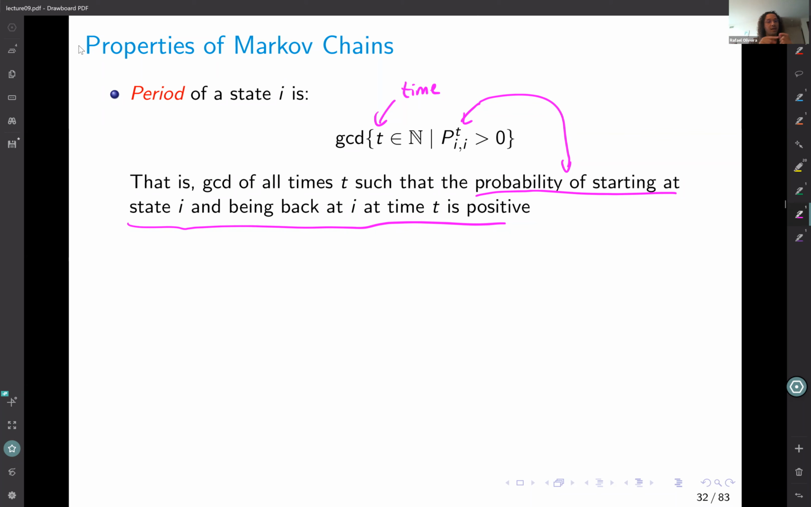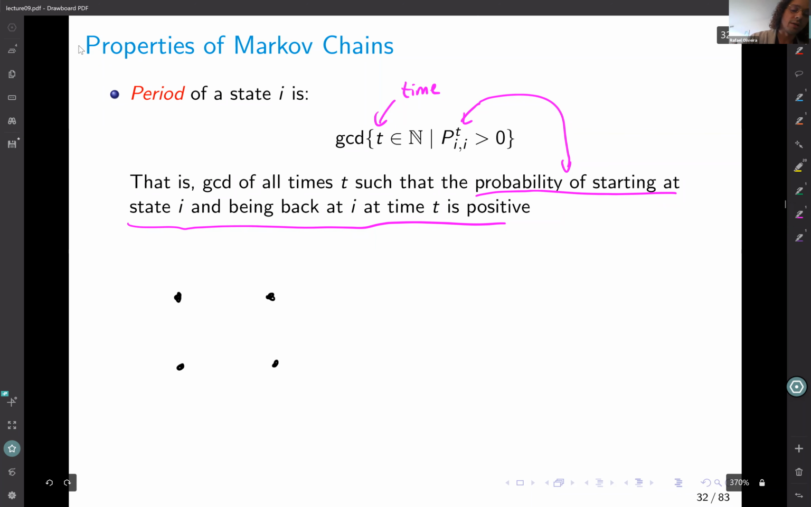So there's a cycle of time t. This period is the greatest common divisor of all the cycles that I have, of all sizes. You take the GCD of all the sizes and then you have the period. Okay, great. Now note that the period may not necessarily always be one, as in the following example.